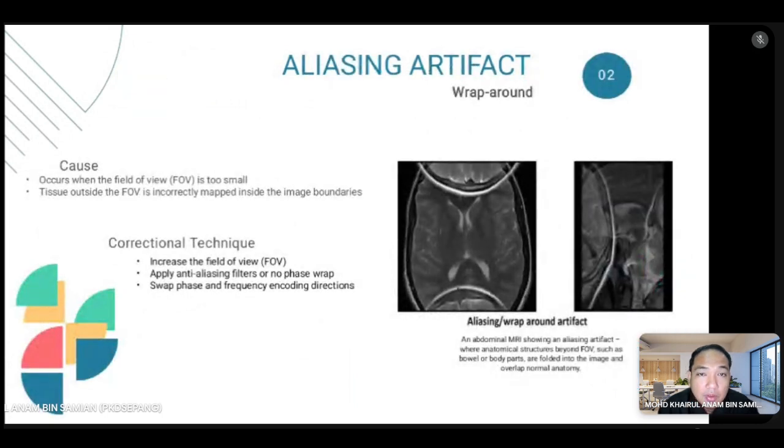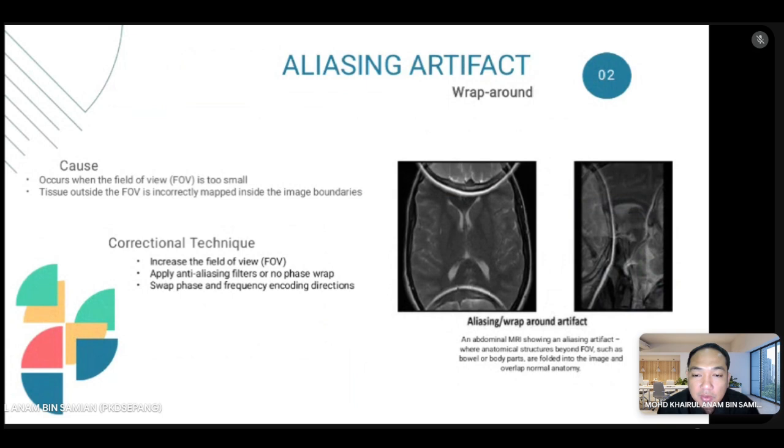So the next artifact to discuss is aliasing artifact or wraparound artifact. It occurs when the field of view is too small. Then the tissue outside the field of view is incorrectly mapped inside the image boundaries. It shows like an overlap image. From the image, you can see the overlap image.